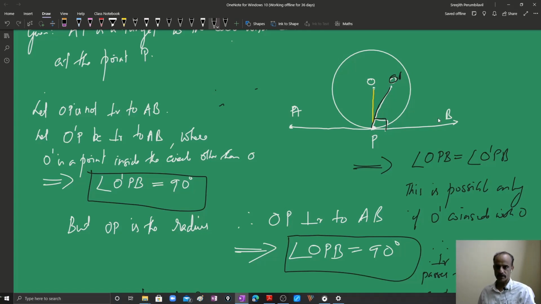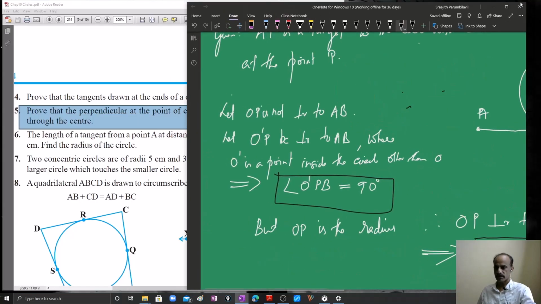That means OPB is also perpendicular. That means angle OPB is the same as angle O dash PB. This can happen only if O coincides with O dash. That means OP and O dash P are one and the same line. That means the perpendicular passes through the center.